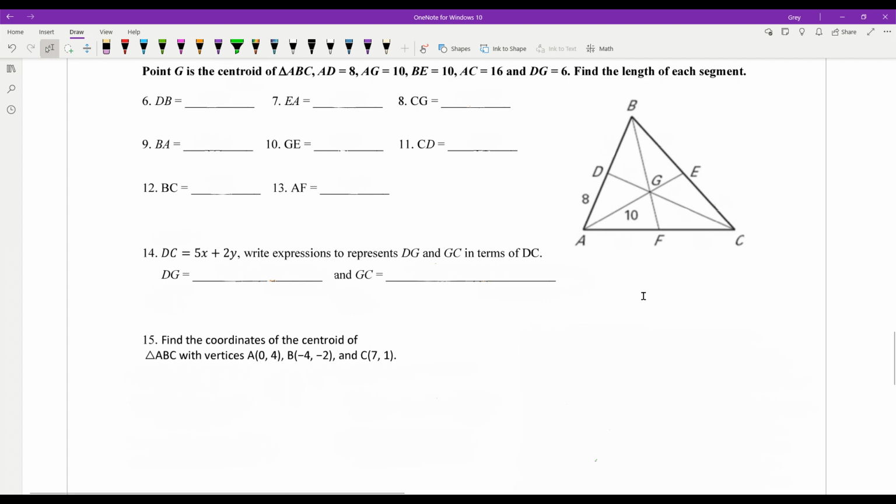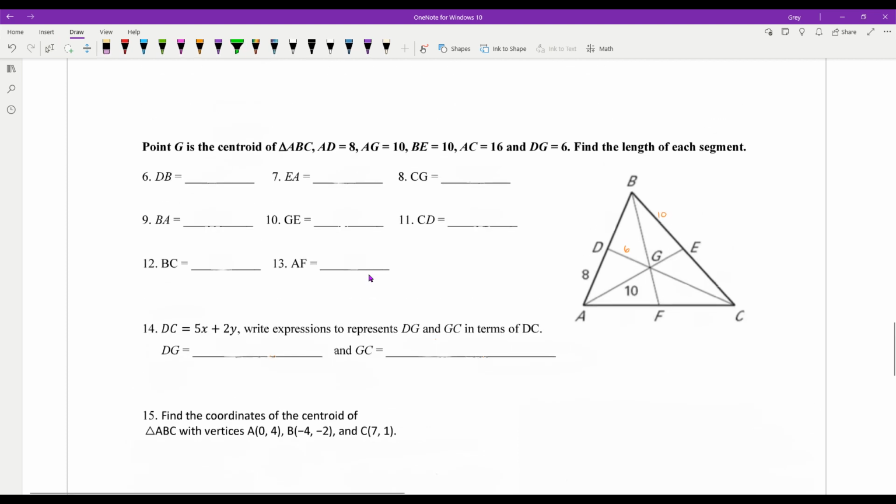Point G is the centroid of triangle ABC. AD is 8, AG is 10, BE is 10. Oh, funny, they didn't label that on there. Okay, so AD is 8, AG is 10, BE is 10, AC is 16, and DG is 6. Okay, so back to this. AC is 16. It's a centroid, y'all. And if it's a centroid, then that means these are all medians. And if they're all medians and AC is 16, then I know that each part has to be 8. Okay? And I know the medians are divided in a ratio of 2 to 1.